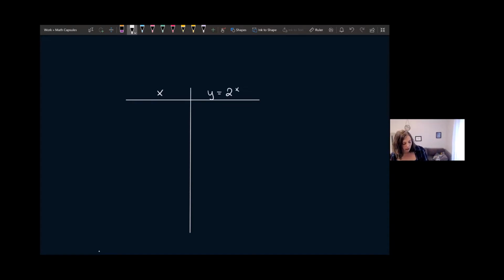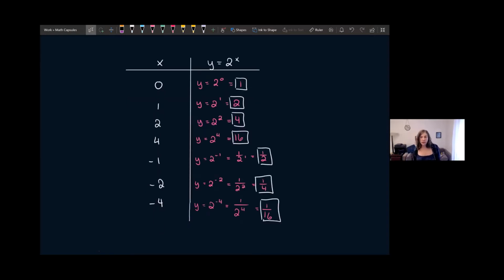So I'm going to fill in some x values that I'd like to do. Let's do x equals 0, x equals 1, x equals 2, x equals 4. And then let's go into the negatives. We'll do x equals -1, x equals -2, x equals -4. Pause the video here and fill in this table of values on the right-hand side. Find all the y values that go along with these. When you unpause the video, I will have already filled that in. So here's my table of values all filled in.